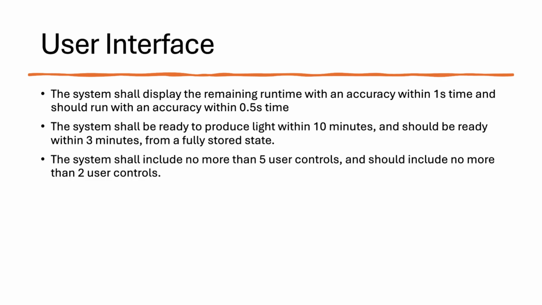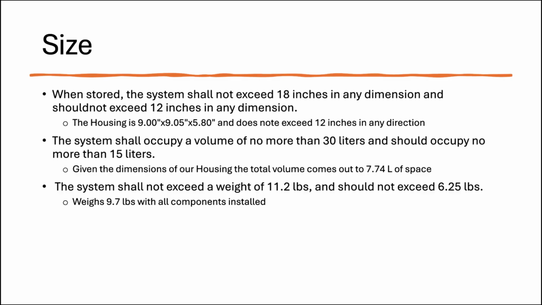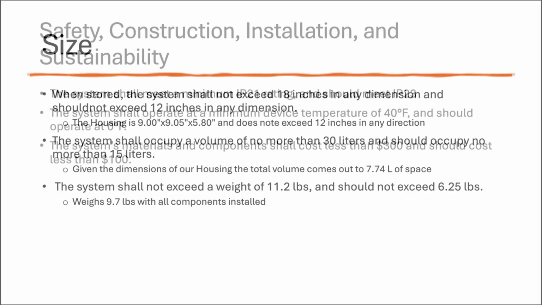Finally, the user interface remains simple, using only 2 rocker switches to control the system operation, which is well below our maximum requirements of 5 user controls and meets our desired targets of 2 or fewer controls. Next, for our size specifications, we were able to meet all of our specs as our housing was not larger than 12 inches in any dimension and came out to a total volume of 7.74 liters and was also within weight specification of only being 9 pounds.